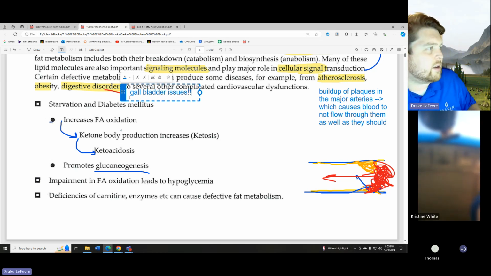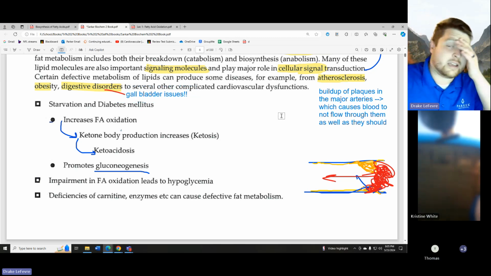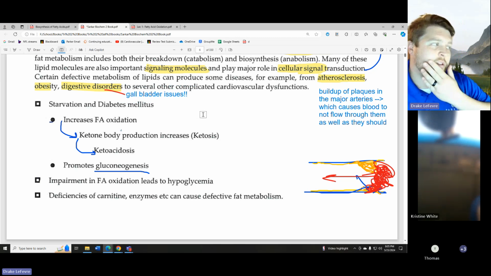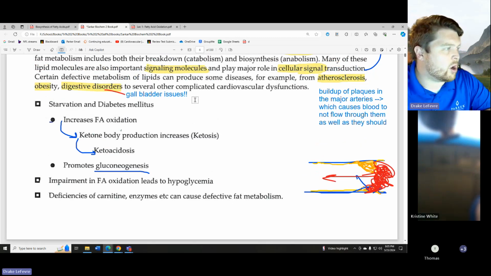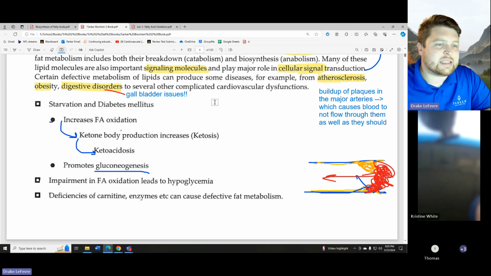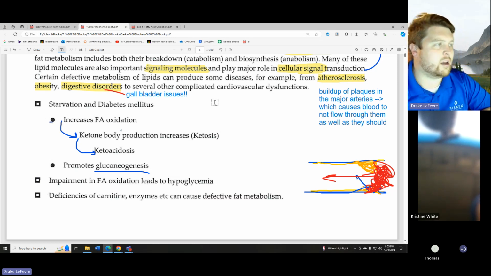You ever meet somebody who has had their gallbladder taken out? They're super, super strict about their diet. They can't eat any fat, otherwise they have to run to the bathroom. So that's because the gallbladder is what releases a lot of the chemicals. Our lipases, which help break down fats, are made and stored in the gallbladder.